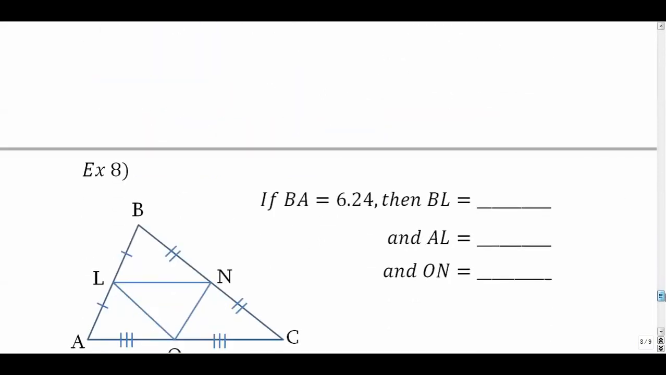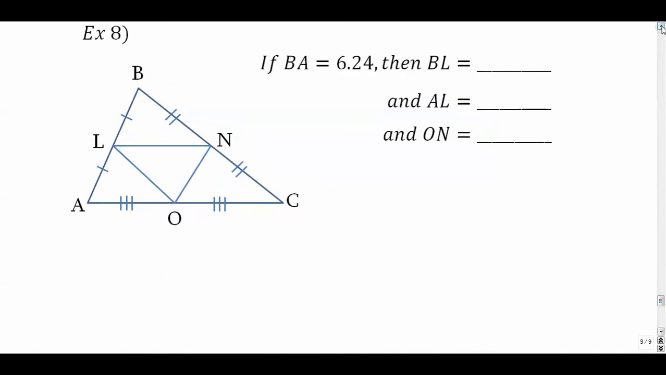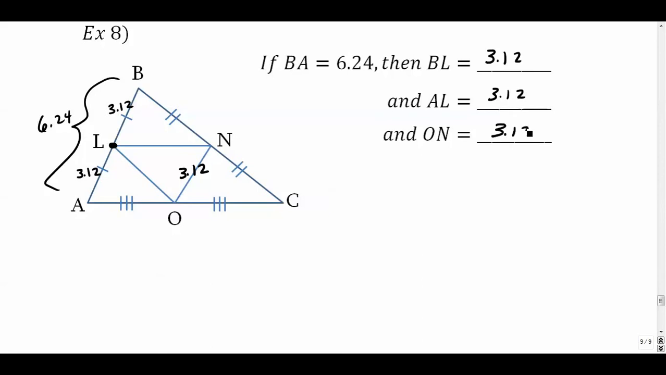One more. Number 8. We've got, let's see, segment BA is 6.24. So right away I know this is a midpoint. So this is, let's see, 3.12, 3.12. Just cut that whole length in half. So this has to be 3.12 as well. And they're asking me for segment BL, got it. Segment AL, got it. And segment ON, got it. Using the triangle midsegment theorem.